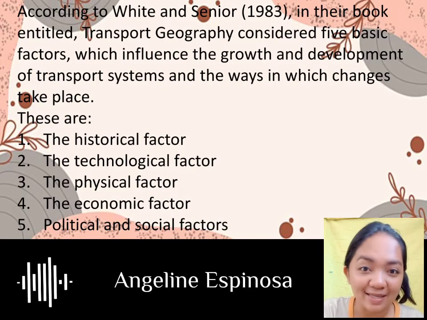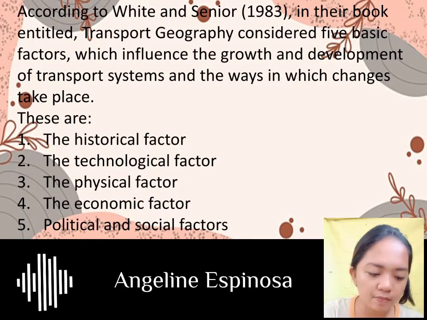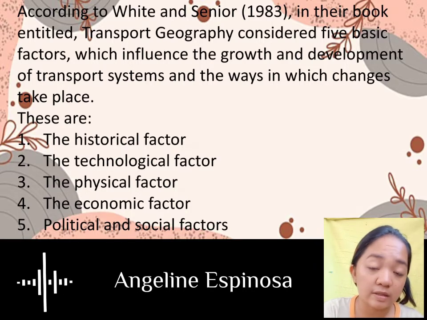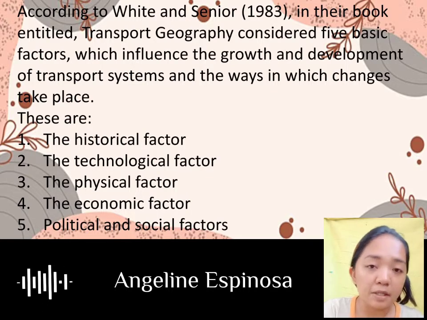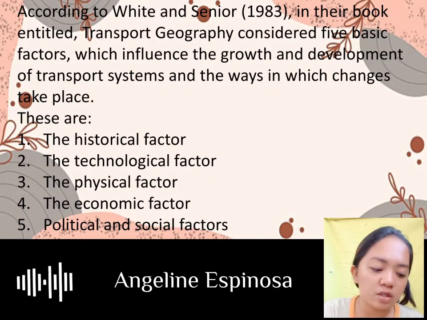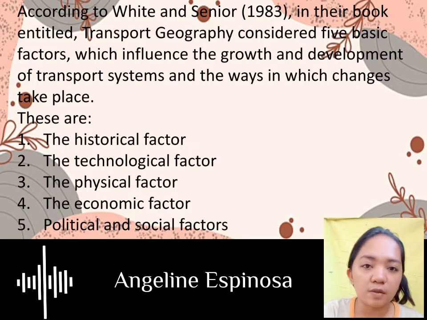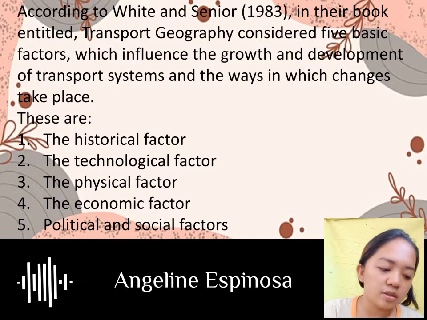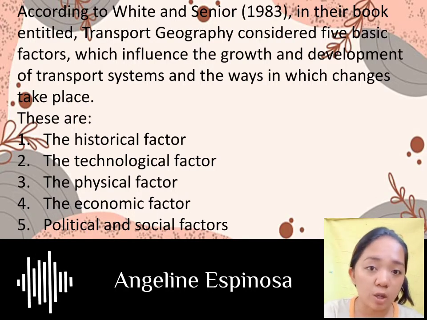The last one, but not the least, political and social factors. This includes political motives for transport facilities, government involvement in capital, monopolies and competition, safety and working condition and coordination between modes, transport employees, and the social consequences of transport development.